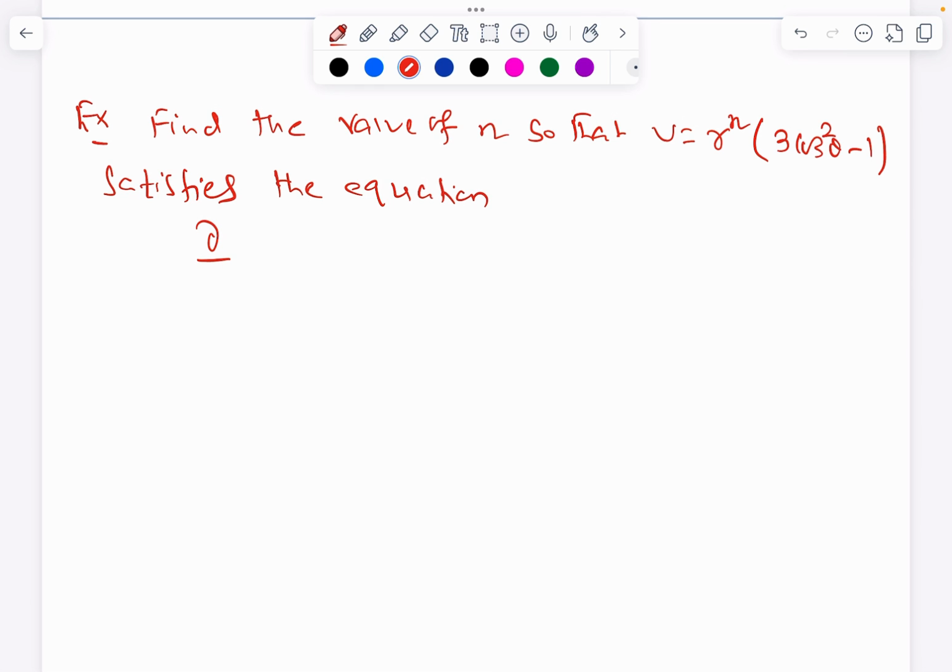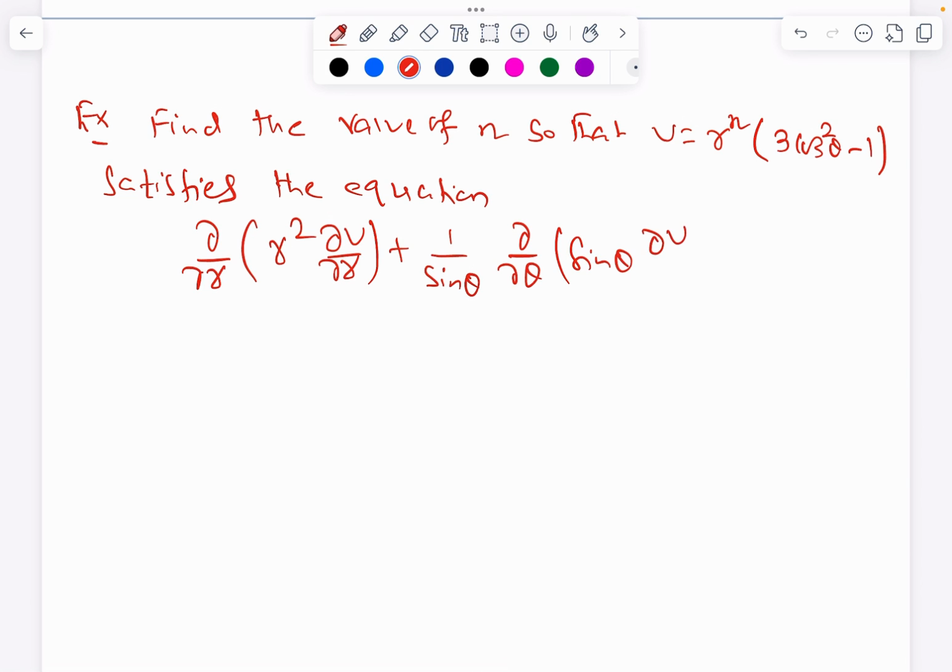del by del r into r square del u by del r plus 1 over sine theta del by del theta sine theta del u by del theta equal to 0.